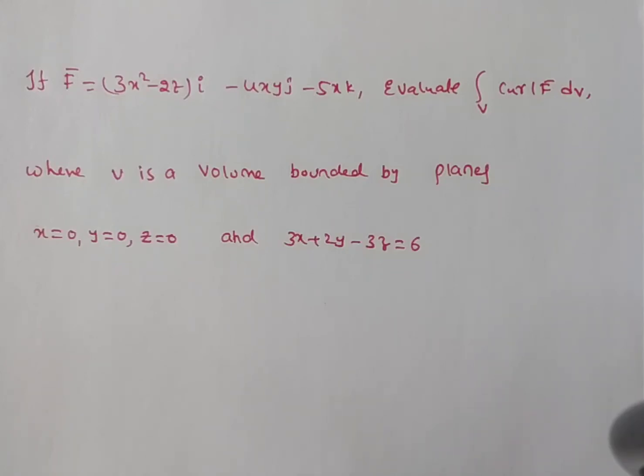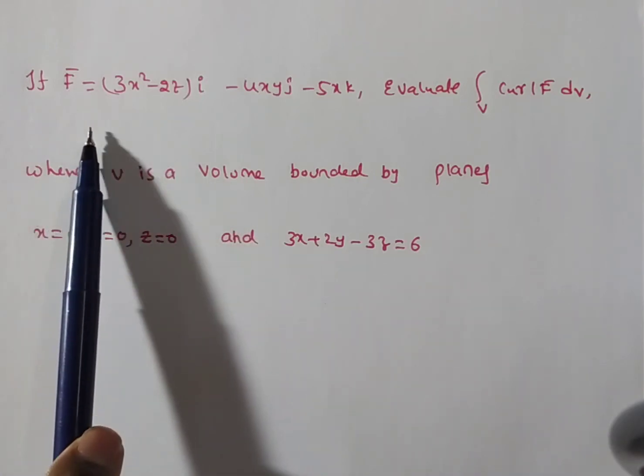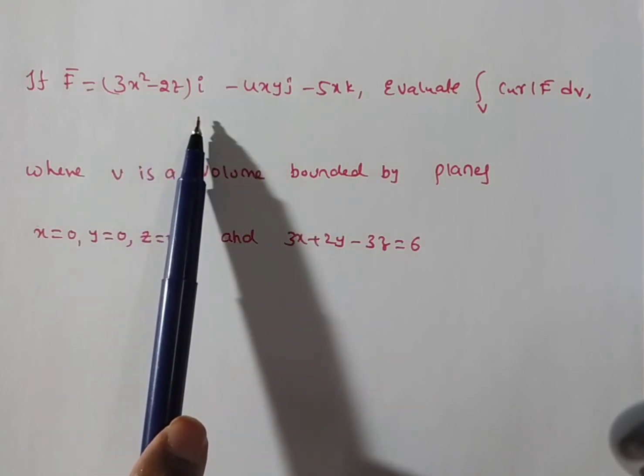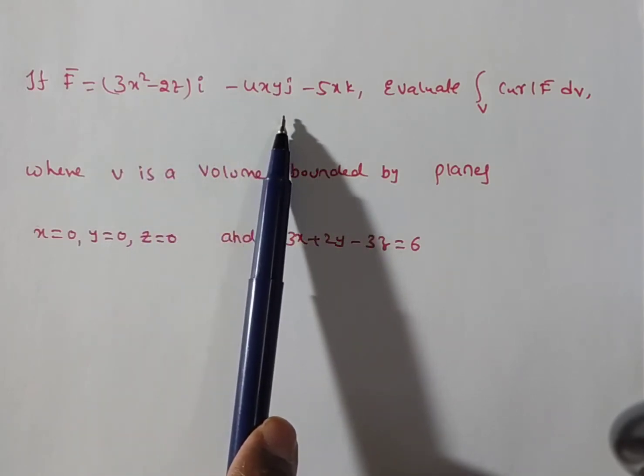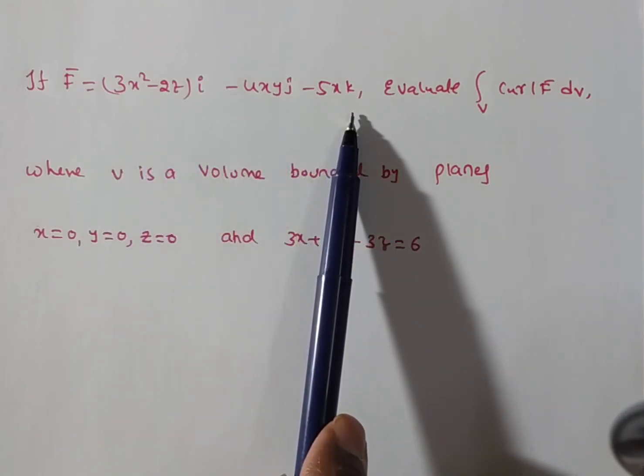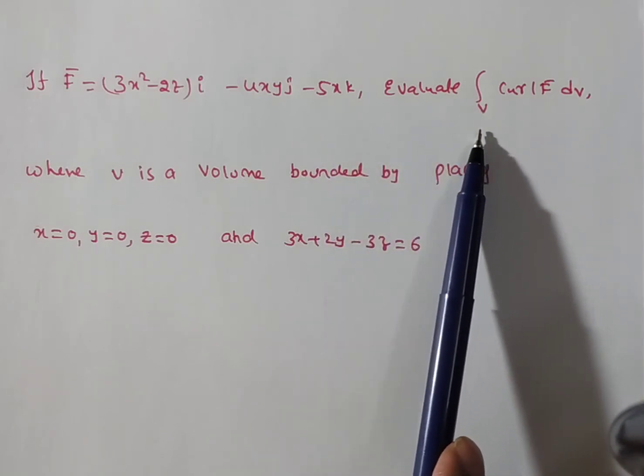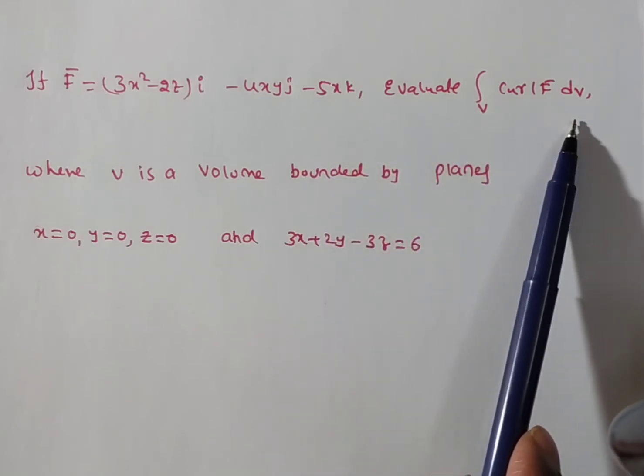Hi friends, in this video we are solving a problem on vector integral calculus. The given problem is: if f bar is equal to (3x² − 2z) i − 4xy j − 5x k, evaluate the integral over v of curl f bar dv.